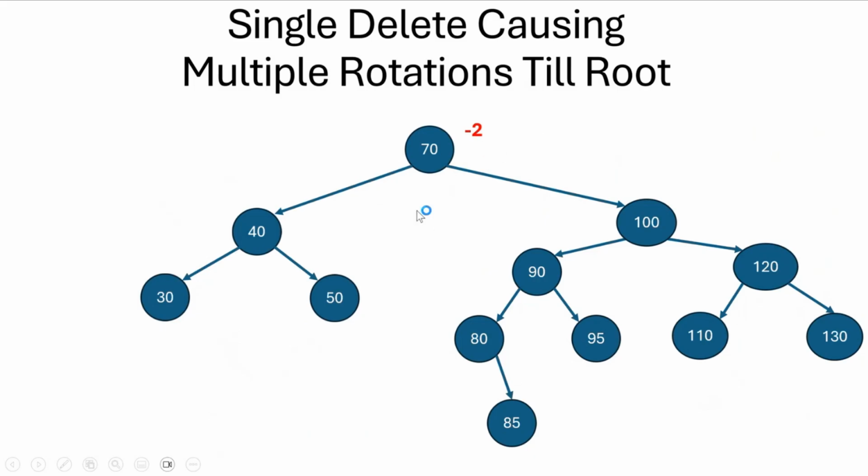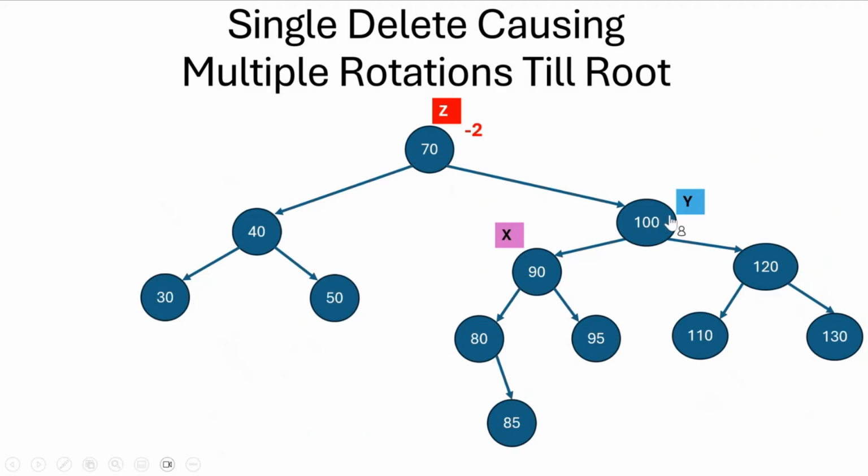What type of imbalance is it? So it is minus 2. It means the right side is heavy. So the taller child of 70 is 100. So Y is this 100. And for 100, the left subtree has more height because it is 3 and this is 2. So it is left heavy. So that's why ZYX is this ZYX. It is right-left. So in case of right-left, we know that we perform right-left rotation.